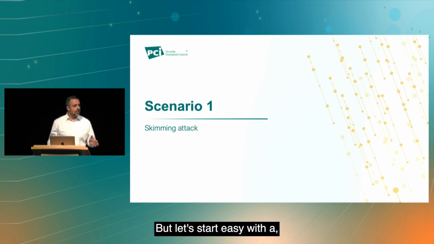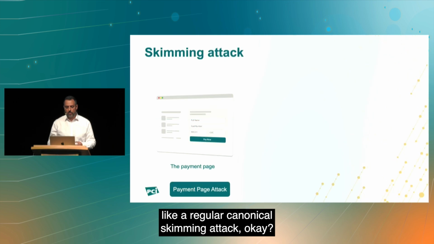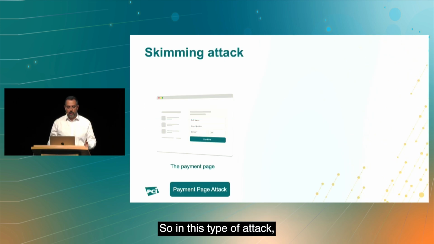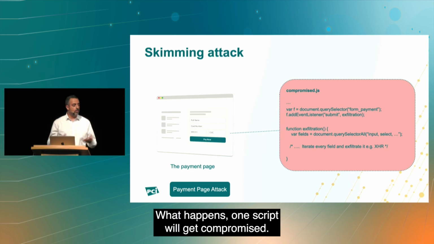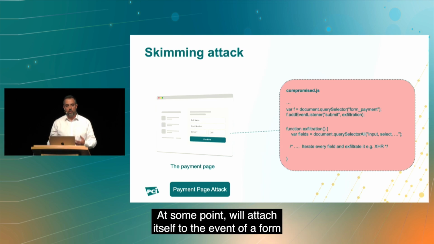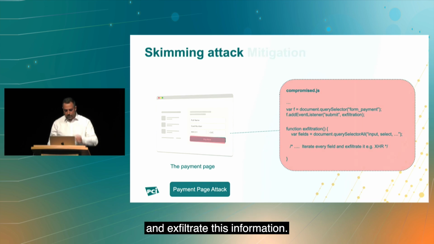But let's start easy with a regular canonical skimming attack. Okay? So in this type of attack, it affects the payment page, as you know. What happens, one script will get compromised. At some point, it will attach itself to the event of a form, so that when the user clicks the submit button or the pay now, it will collect all the information and exfiltrate it.